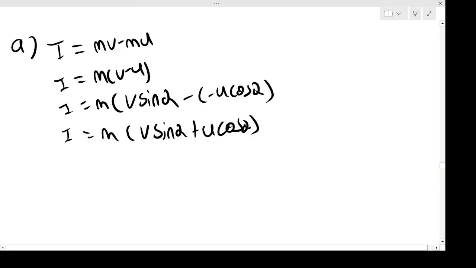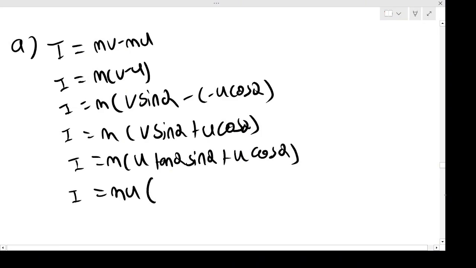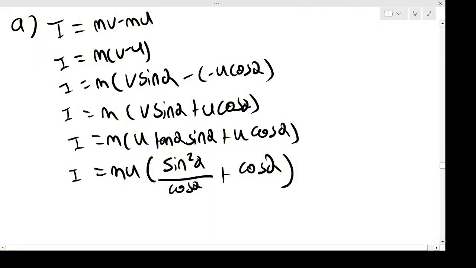So that is going to be m lots of u tan alpha sine alpha plus u cos alpha. Okay, and now I got rid of the v. So let's factor the u out now. So it's going to be mu. Now, it probably is a good idea to say tan is sine over cos. So I'm going to get sine squared alpha over cos alpha plus cos alpha.